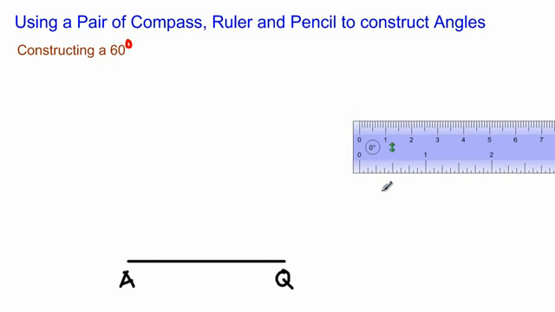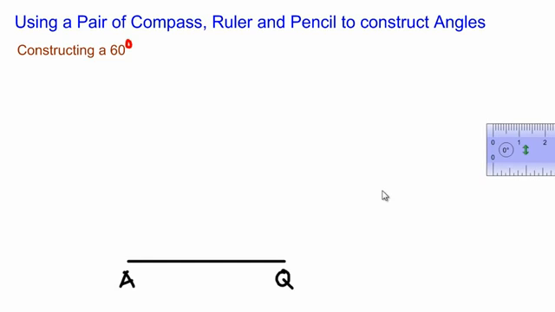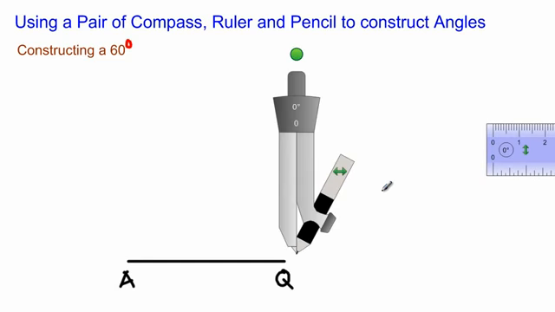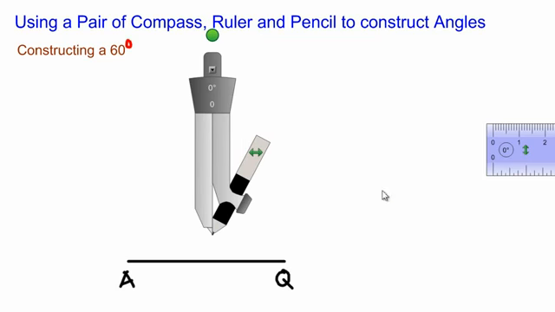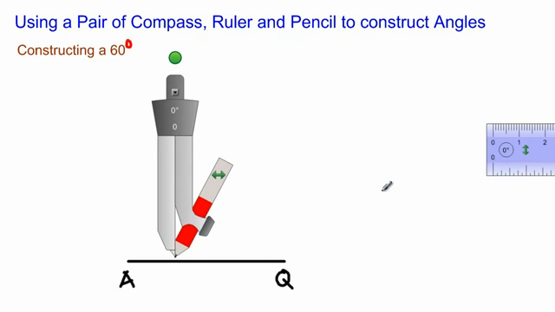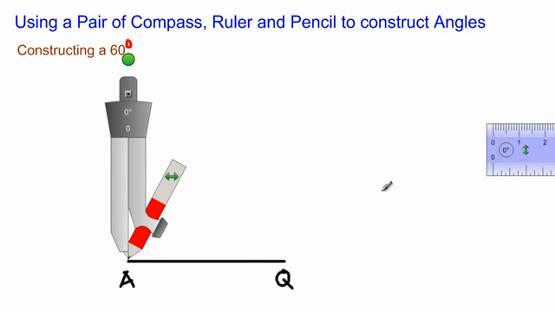Now we're asked to construct a 60-degree angle at the point A. This is pretty easy. You just take your compass. Let me use red for my construction lines, because remember, when you're drawing construction lines with your compass, they should be faded lines. They shouldn't be as bright.